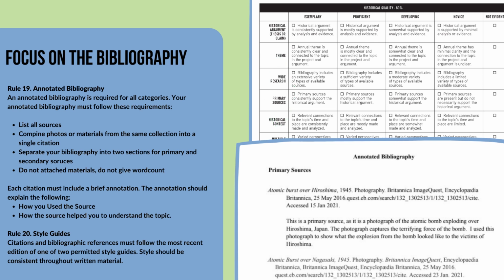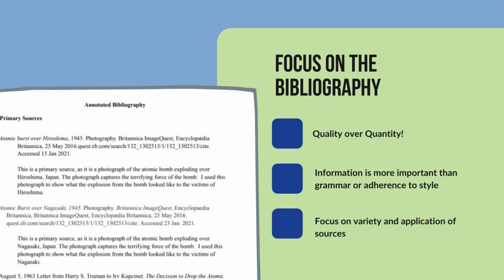It can also help you by pointing you to where the student may have included the source in their project and by showing that they understood the source. Rule 20 specifies that the students may use either the Chicago Manual of Style or the MLA Handbook. Mostly, it's important that the students learn to stay consistent in their citations and that they understand why these steps are important for research. However, as judges, we want you to focus on slightly different parts of the bibliography. While it is important for the student to follow the guidelines for bibliographies, the focus of your evaluation should be on the quality of the research that they did.